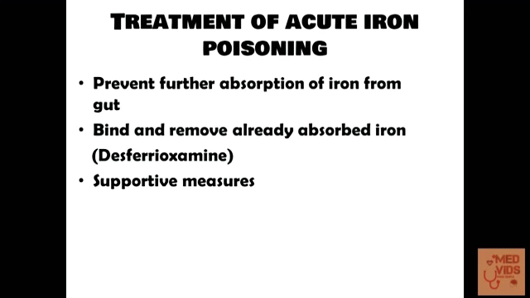But even more than that, we should prevent the already absorbed iron from entering the circulation. Like the iron which is already absorbed in the circulation has to be removed from the circulation. For that, the drug of choice is desferrioxamine. Remember this drug. This is very important to know. And remember that oral charcoal is not going to be so effective in treating acute iron poisoning. The drug which binds and removes the already absorbed iron is desferrioxamine, and it is the drug of choice. And in addition to that, we need to provide very supportive measures to the patient.